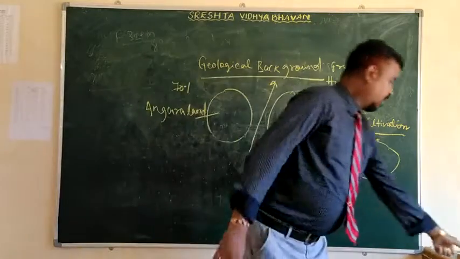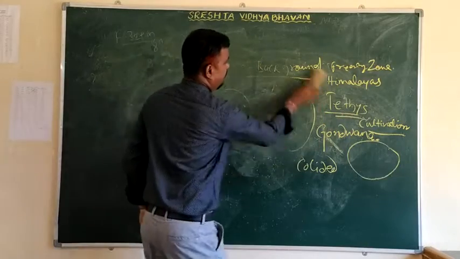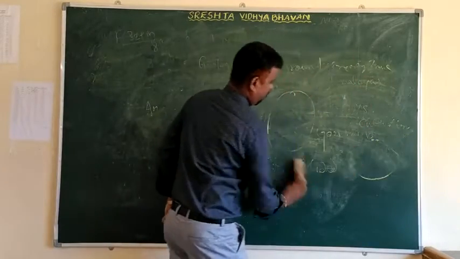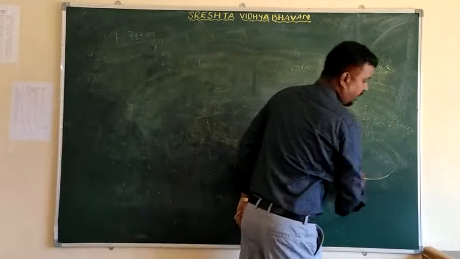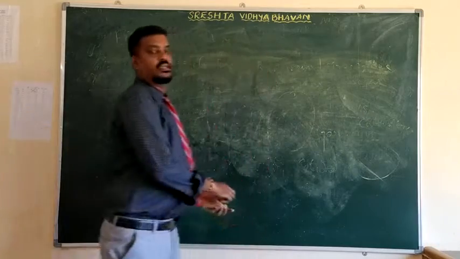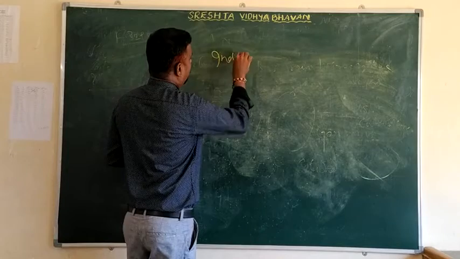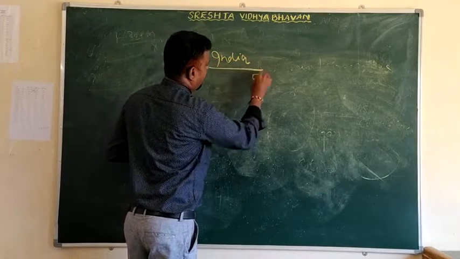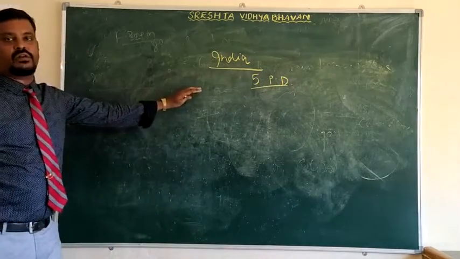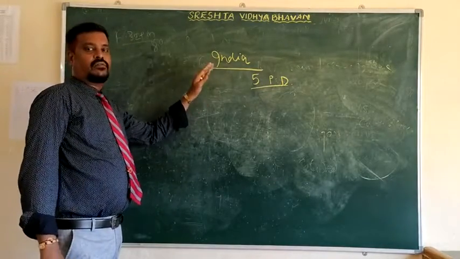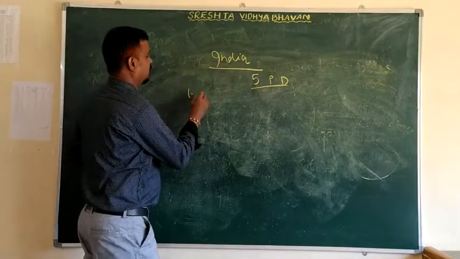Next, we shall discuss the physical divisions of India. India is divided into five major physical divisions. The first physical division is the Himalayas.